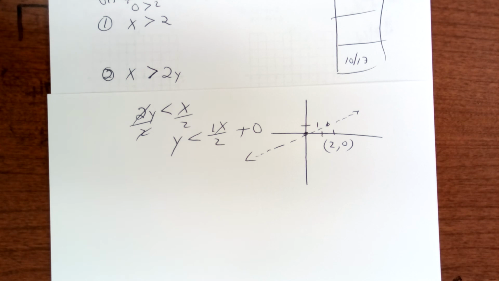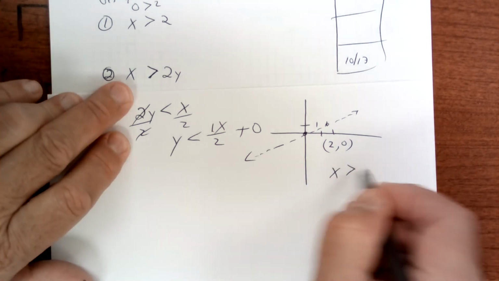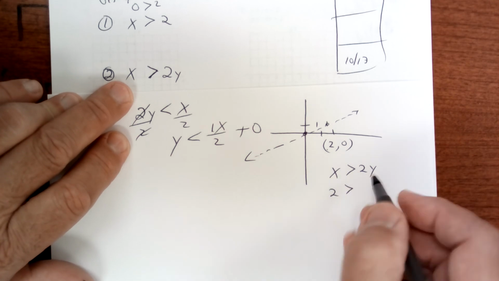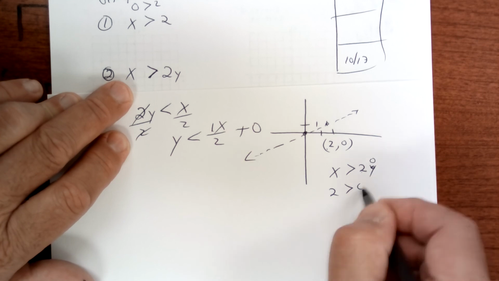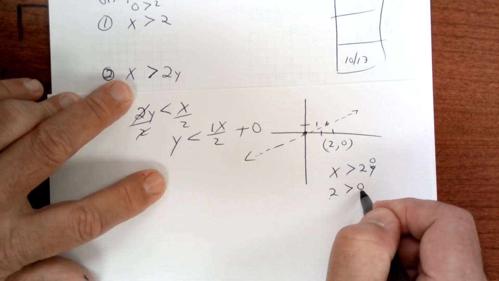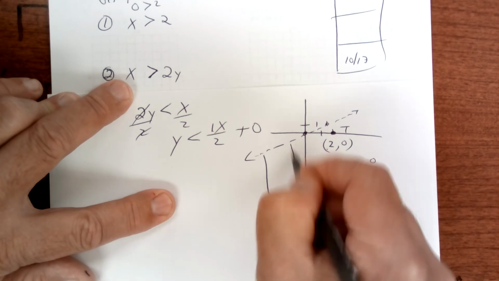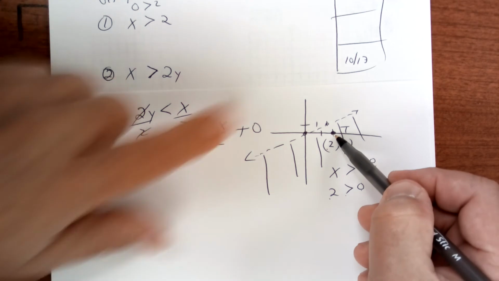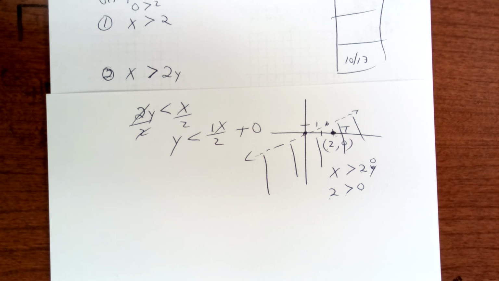So I'm going to go back to the original problem. x is greater than 2y. x is 2 and y is 0. So 2 times 0 is going to be 0. And 2 is greater than 0. That's true. So this point right here is true. So that means this side is true. If this point would be false, then the other side would be true, and you always color the true side. All right, let's keep moving.